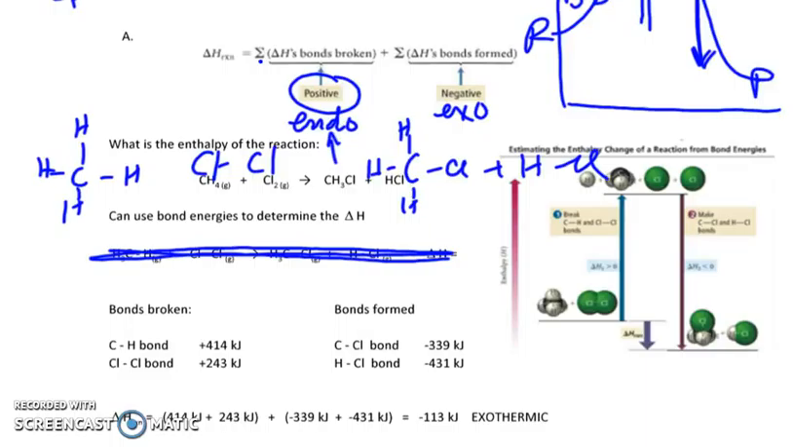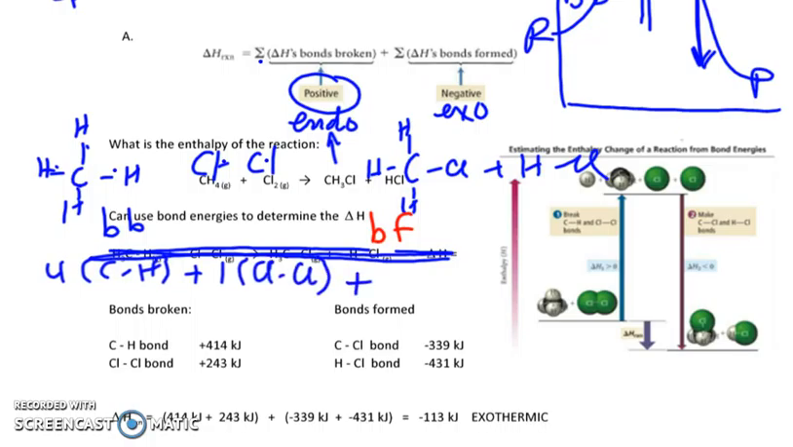So if I am looking at my bonds formed, I think I'm going to use a different color pen here. So I have bonds broken, and then bonds formed. Okay, let's try this out. So what bonds are being broken? I have 1, 2, 3, 4 C-H bonds. What else am I going to break? I have to break my chlorine-chlorine bond.